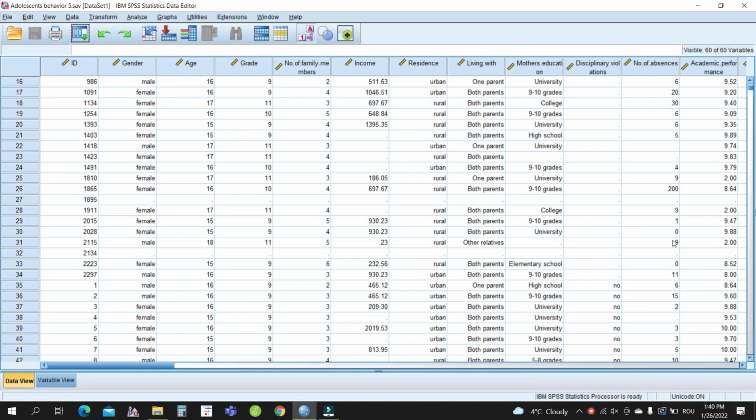Hello! In this presentation I will talk about how to analyze the discriminative properties of a classifier against a dichotomous or binary variable with SPSS. This procedure is called the ROC curve analysis. I will use the database called Adolescents Behavior 5, which is a downloadable resource of this course.